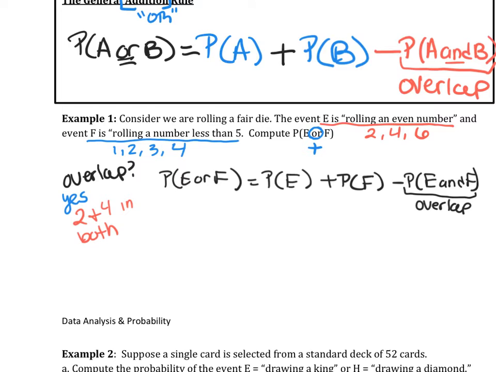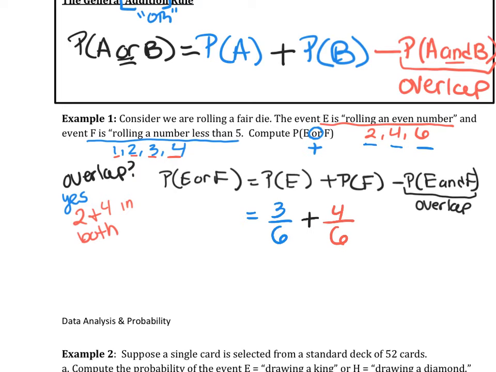Now each of these separate things is just like the probability that we were doing last week. So just one at a time. The probability of E, the probability of rolling an even number, would be 3, because we have 3 possible outcomes, over 6, over the 6 possible when you roll a die. And then plus the probability of event F, which is rolling a number less than 5. We have 1, 2, 3, 4 outcomes in that event over the 6 possible.